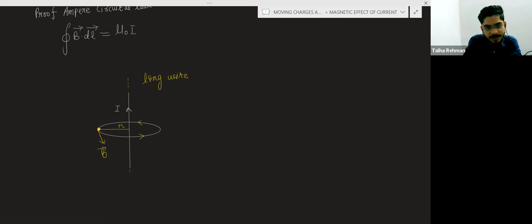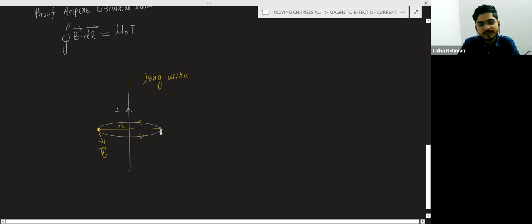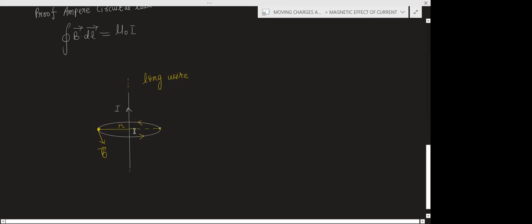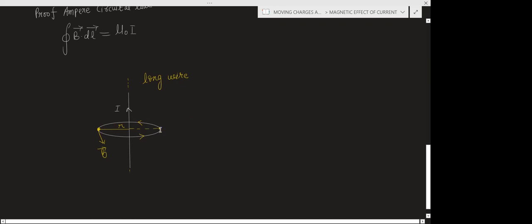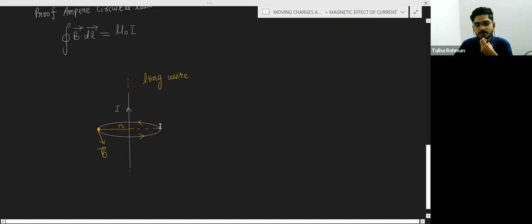Now I am taking another point on this circular loop. Suppose here I want to find the direction and the magnitude of the magnetic field. Because this distance is r, this distance is also r, as this point lies on the periphery of the loop. So this point and this point are at the same distance from the wire. So here also the magnitude of the magnetic field will be the same.